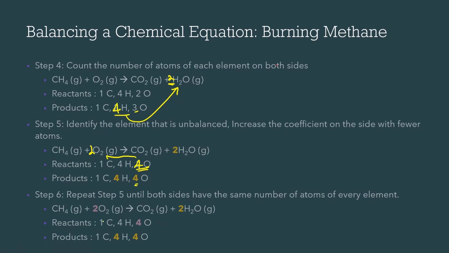Let's double check. We have 1 carbon on the side of the reactants, 1 on the side of the products. We have 4 hydrogen on the side of the reactants and 4 on the side of the products. We have 4 oxygen on the side of the reactants and 4 on the side of the products. So there we have it, our very first chemical equation. If you managed to follow us this far, well done. If not, don't worry, we have another example.